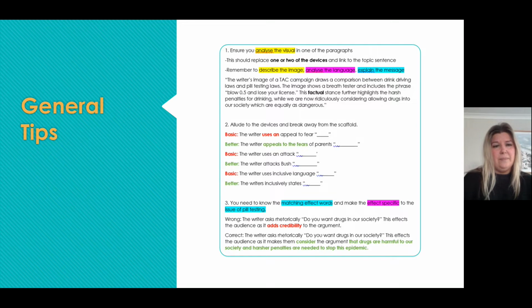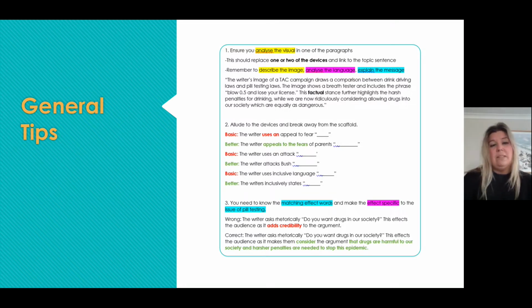Get into it. Instead of saying the writer uses an attack and then plonking in a quote, say the writer attacks who, why, quote. Make sure that you have the detail and the sentence structure to really improve the fluency and the depth of your analysis.